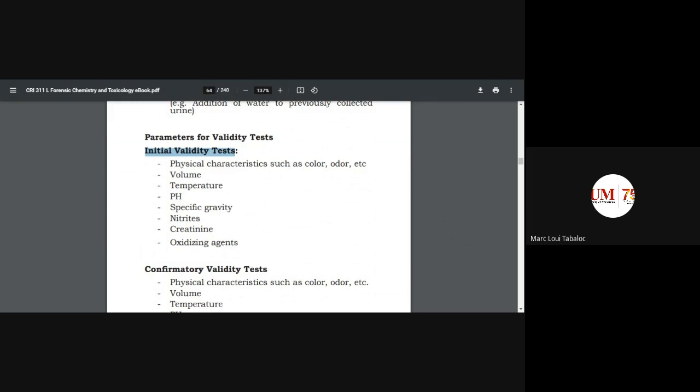Of course, specific gravity that regards to the characteristics of the specimen sa liquid. If there are presence of nitrates or creatinine level, madedetermine sa ihi. Kung may mataas bang creatinine or normal lang ba or kulang sa creatinine. Yan. And of course, if there is or are possible presence of oxidizing agents sa specimen.